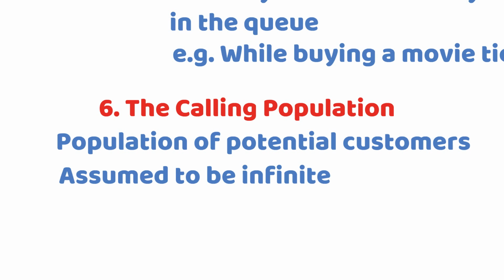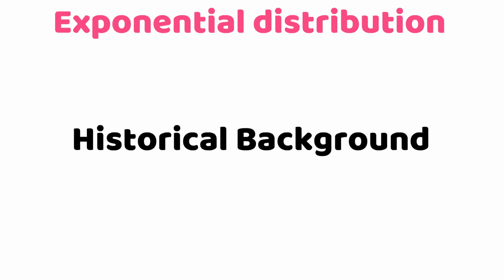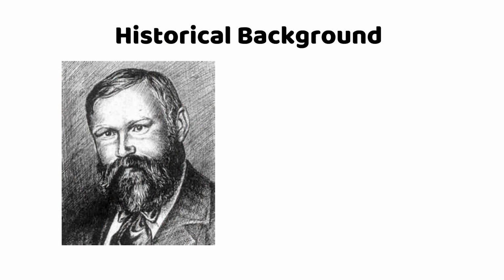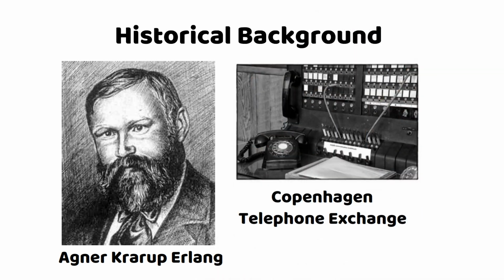How the queuing theory evolved. Let us discuss the historical background of the queuing theory. In the early 20th century, there was a Danish mathematician and engineer, Agner Krarup Erlang. Erlang worked for the Copenhagen Telephone Exchange. He wanted to analyze and optimize the operations of the telephone exchange.